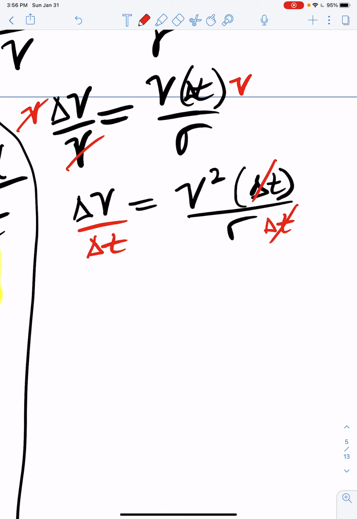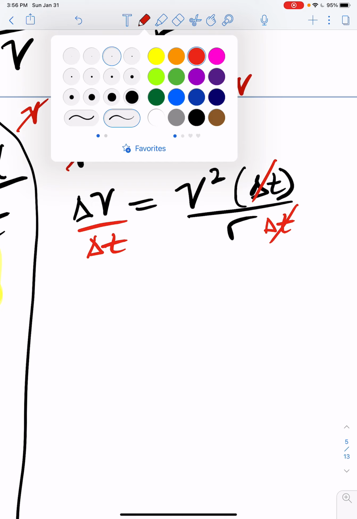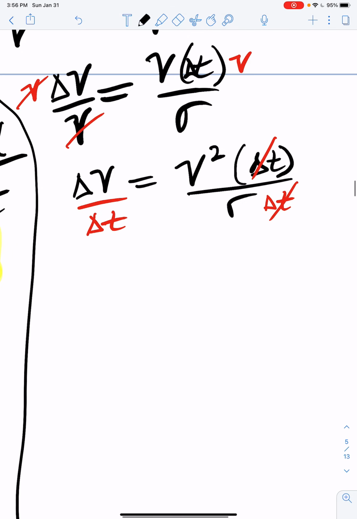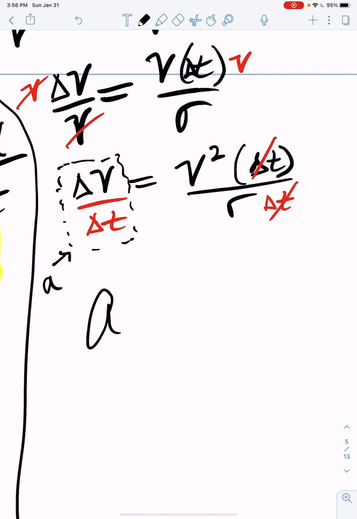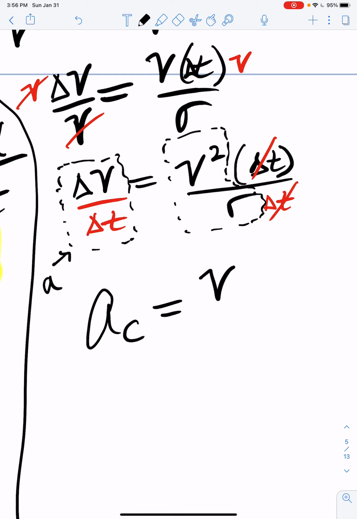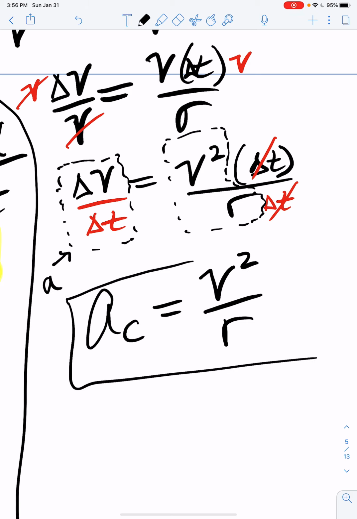And what that creates over on the left here, we should recognize that delta v over delta t is acceleration. And in fact, this is for an object moving in a circle. We're going to call this centripetal acceleration. And that's equal to what's over here on the right, v squared over r. Okay, usually most years I don't derive that.